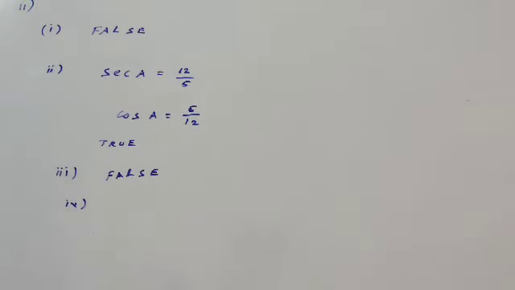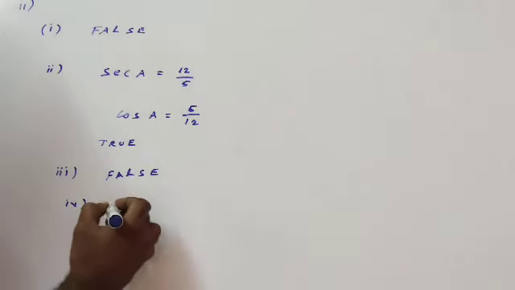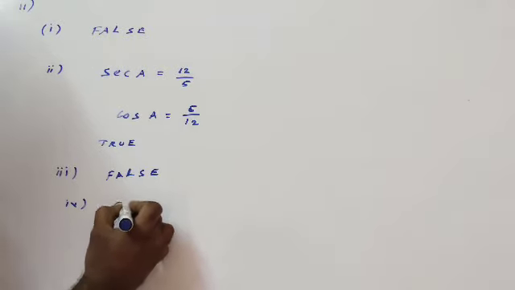Now subdivision 4. Subdivision 4, cot A is a product of cot and A. We can't multiply the alphabet A, B with cos or sin. So cot into A is not cot A. It is false.